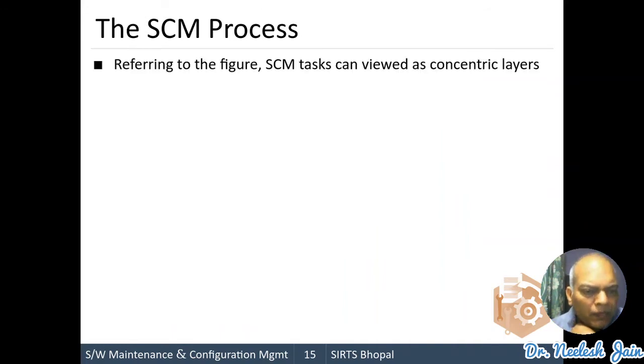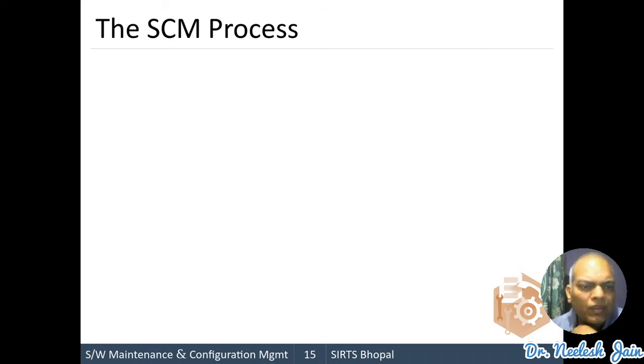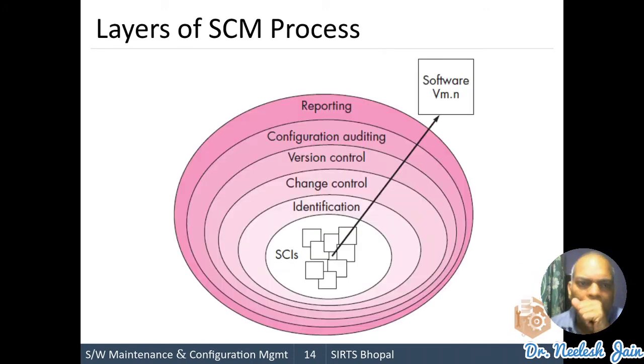So in the previous figure, you have seen that there is some software in the middle, and there are 5 processes that you can see in the figure. That is the identification, the change control, the version control, the configuration auditing, and the reporting. What are the different functions? What are the role and the responsibilities of these processes?